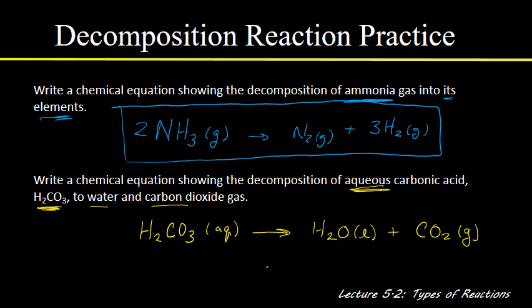All right, so here's our reactant breaking down into these two products. And if we count up our atoms, we've got 2 hydrogens on the left, 2 hydrogens on the right, 1 carbon on the left, 1 carbon on the right, and 3 oxygens on the left. And on the right hand side, the oxygens are divided between the water and the CO2, but if you count them up, there are 3 on the right, so that means 3 on both sides. So this is balanced as it is without any extra coefficients.